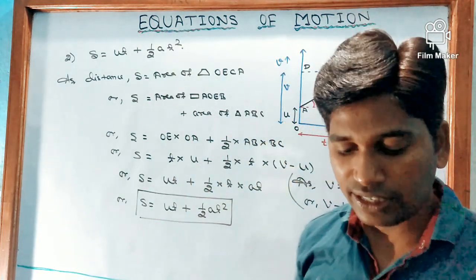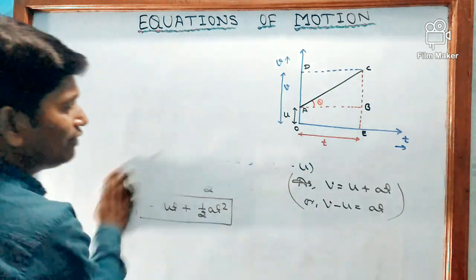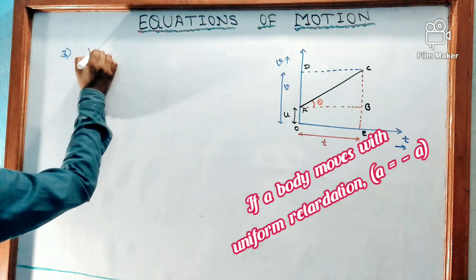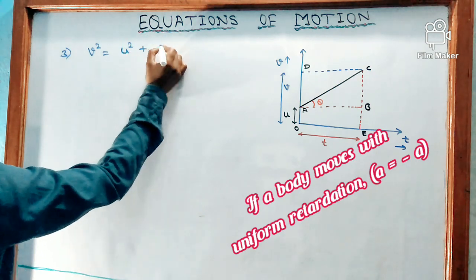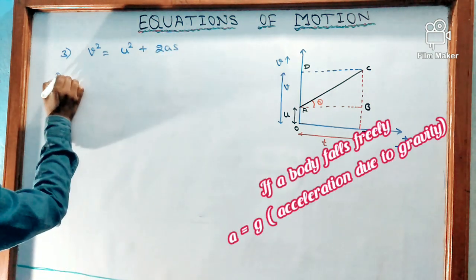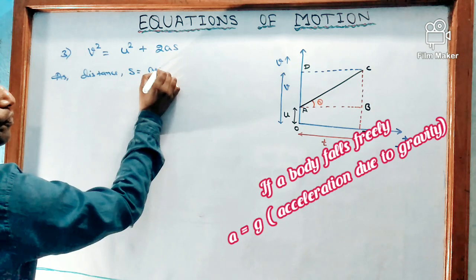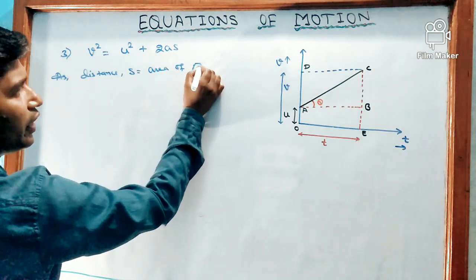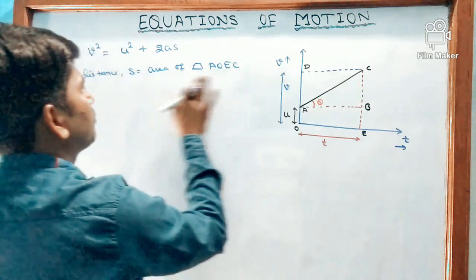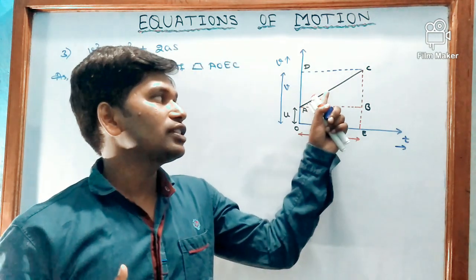Let us derive the third equation, again by the same method. Third is V square is equals to U square plus 2AS. For this, again we will write distance S is equals to area of trapezium AOEC, this trapezium. We know that the displacement is equals to area enclosed by the velocity time graph and the time axis.